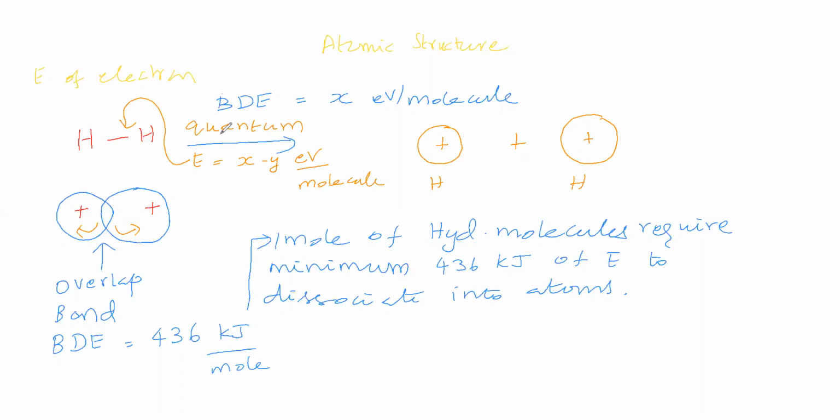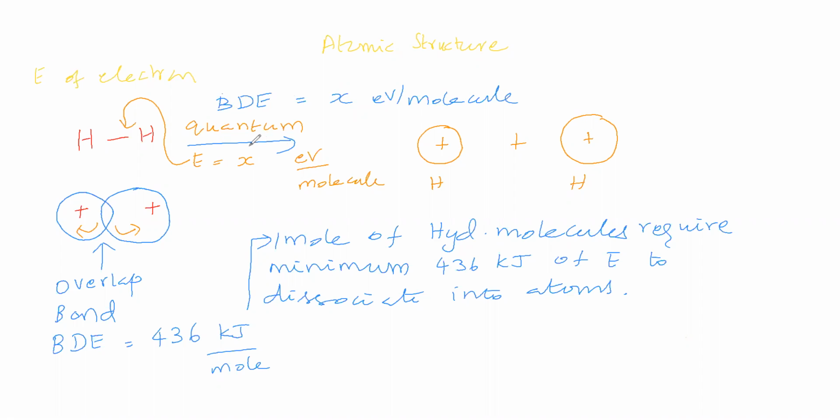Now is it sufficient energy to make their electron clouds go to their own places? You are saying that it is not possible. That means this molecule is not dissociating into atoms. So the bond dissociation energy is x electron volt per molecule.